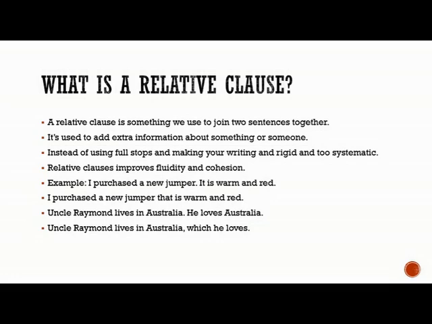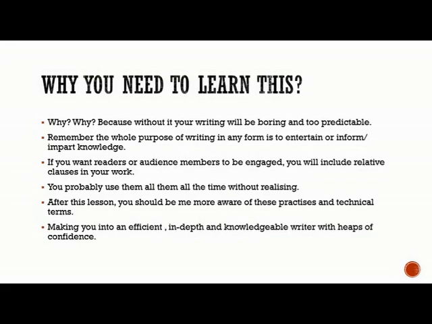Example: I purchased a new jumper. It is warm and red. I purchased a new jumper that is warm and red. The relative clause is that. Uncle Raymond lives in Australia. He loves Australia. Uncle Raymond lives in Australia, which he loves. So the relative clause is which. Extend the sentence and make it more enjoyable and entertaining to read.